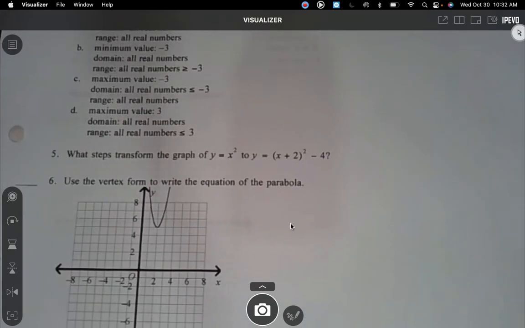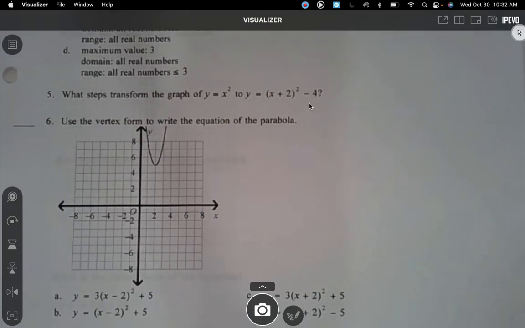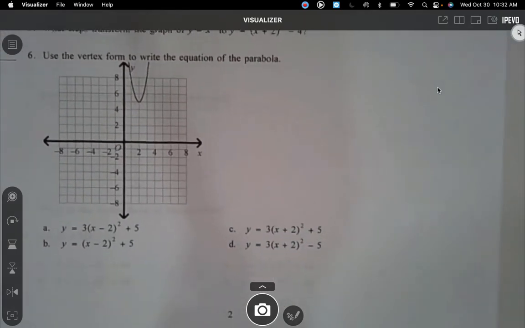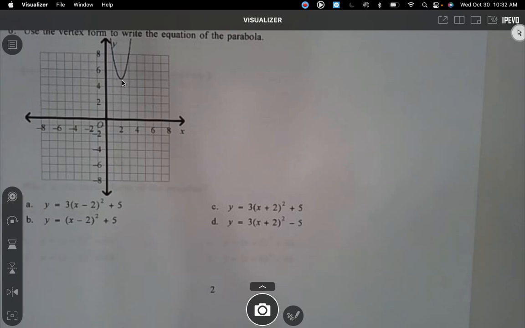Okay? How does this one move? Right, left, right, up, down, all that kind of stuff. This one, write down the vertex. Boys, y'all pay attention. What is the vertex here? Up 5. Okay, so 5 is that number, and over 2. How do you write that in vertex form? Negative 2 in parentheses, plus 5.